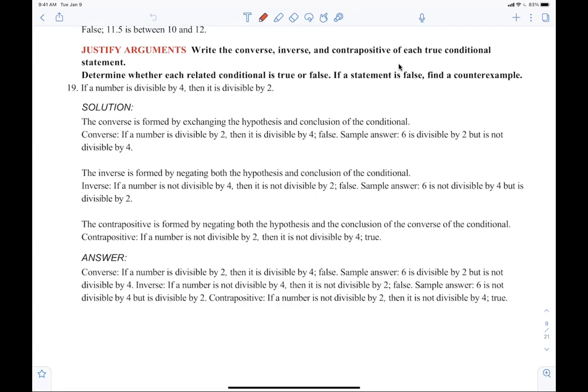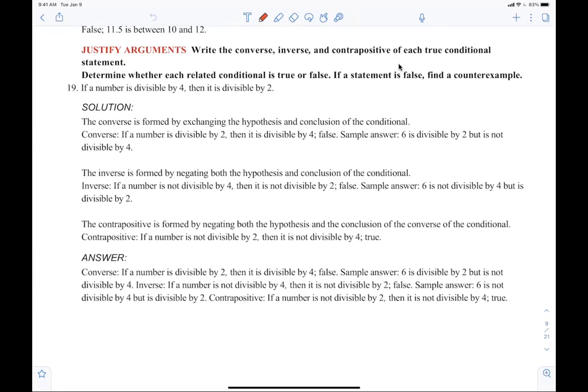All right. The converse: if a number is divisible by 2, then it's divisible by 4, obviously is false. So the converse, they're trying to show you again, doesn't have to be true. Sometimes it is, sometimes it isn't. The inverse, if a number is not divisible by 4, then it's not divisible by 2, is false too. Why is it not? Well, what number is divisible by 2 and not divisible by 4?